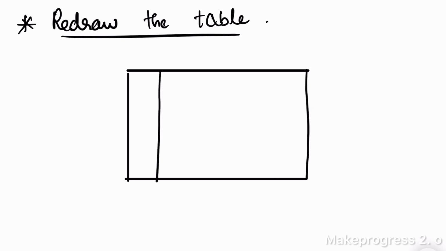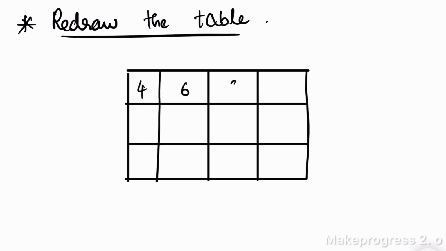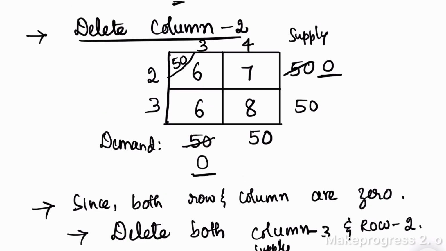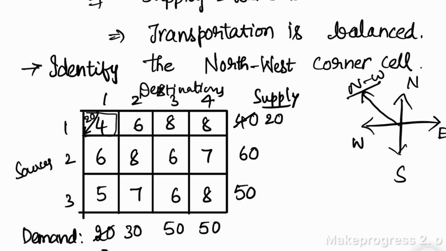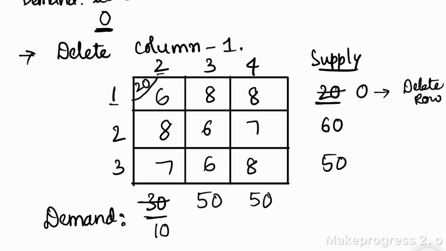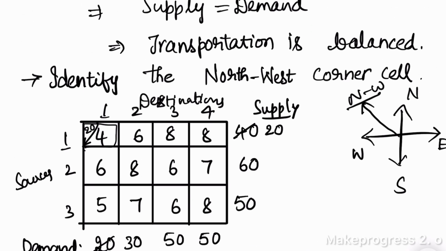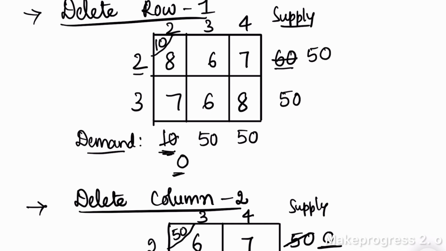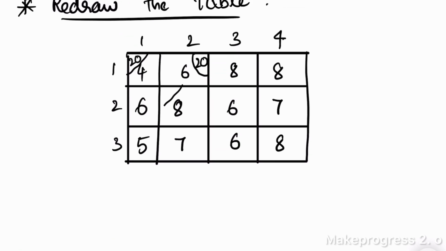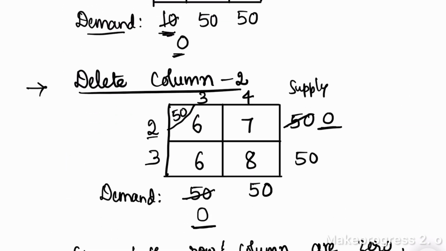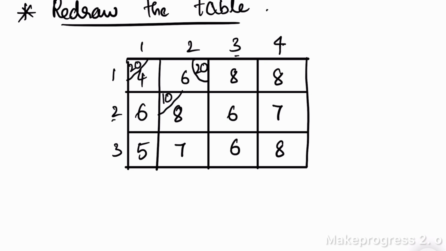So redrawing the table again with 4 columns and 3 rows, as it was at the starting of the problem. All these values are given in the question. We got the northwest corner cell values, so check them and write them down. We have numbered the rows 1, 2, 3 and the columns 1, 2, 3, 4. Since the first one is 20, I have written it at 1, 1. Next at 1, 2 it is 20, and at 2, 2 it's 10. At 2, 3 it's 50.